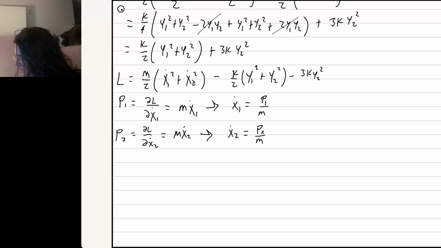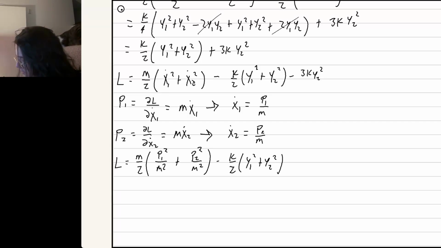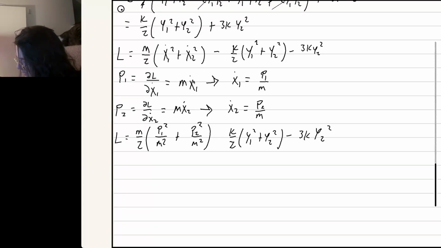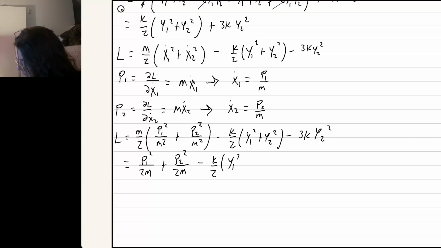Let's construct the Hamiltonian then. Well, no, let's first rewrite the Lagrangian in terms of the momentum. So we'll have m over 2, p1 squared over m squared plus p2 squared over m squared, minus k over 2 (y1 squared plus y2 squared) minus 3k y2 squared. Then let's just make it look pretty. Both of these are just p squared over 2m: p1 squared over 2m plus p2 squared over 2m, minus k over 2 (y1 squared plus y2 squared) minus 3k y2 squared.